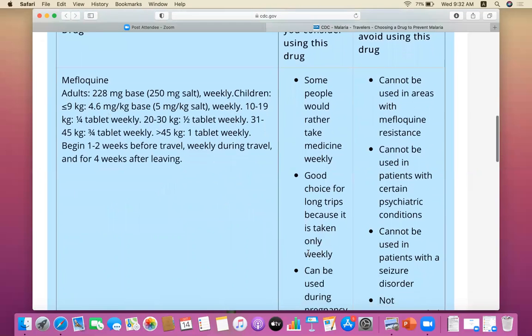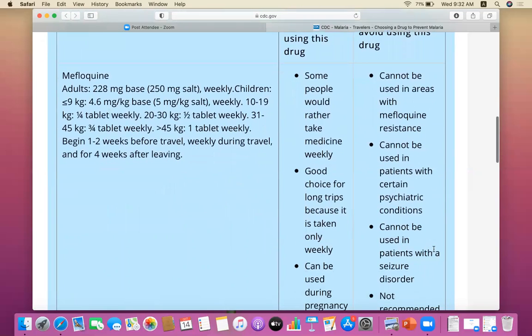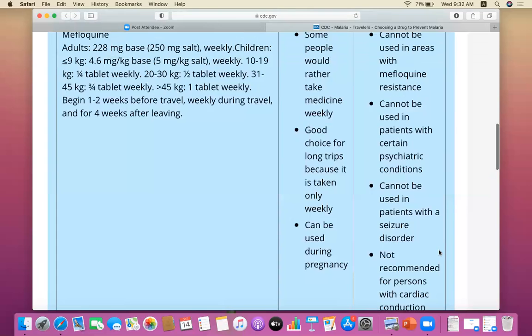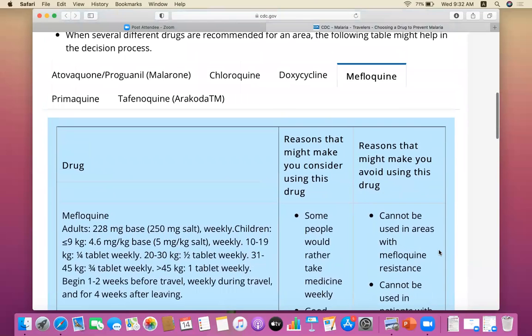It is a good choice for a long trip because it is taken only weekly and can be used during pregnancy. So, from the quinoline category, you can use chloroquine and mefloquine during pregnancy, but avoid the use of primaquine. It is not recommended in pregnancy because of the effect of teratogenicity.